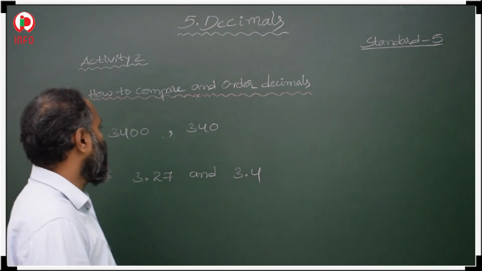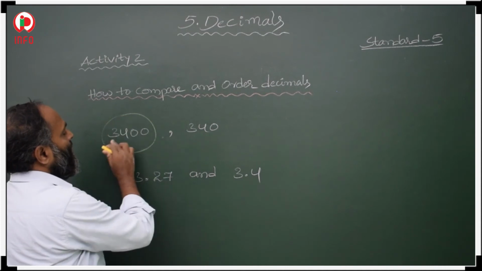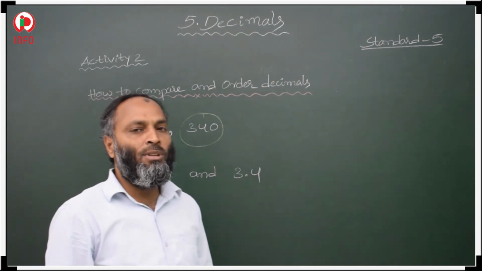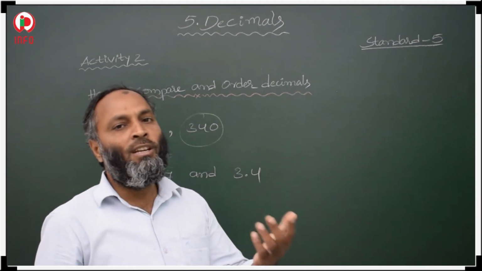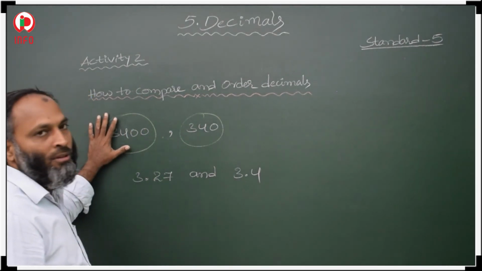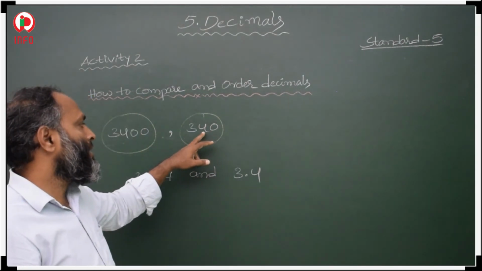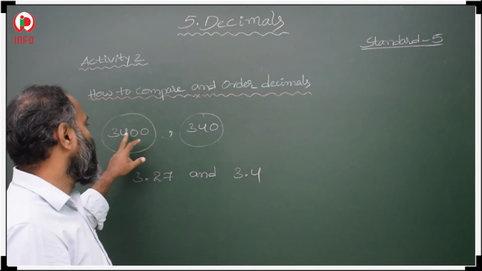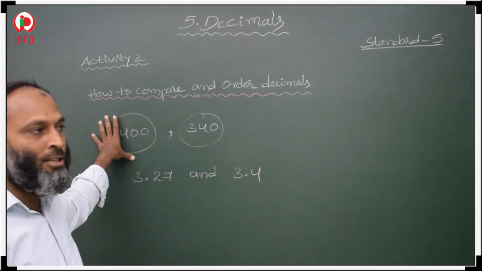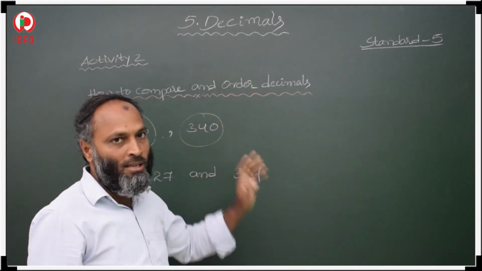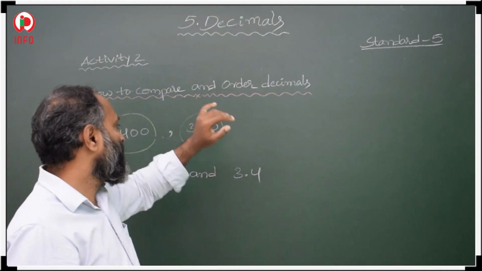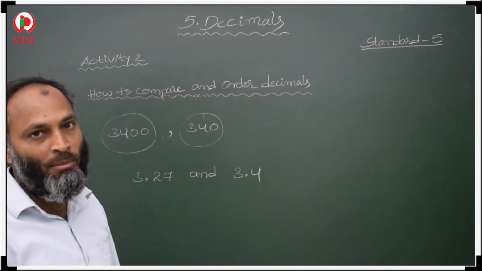Before that, see here, suppose these two numbers, 3400 and 3040, are there. In these two numbers, it is very easy to say which number is smaller and which number is bigger. Here, ones, tens, hundreds, thousands. It is very easy to say this one is bigger and this one is smaller. Why? Because this one is up to thousands and this one is up to hundreds, so the one up to thousands is bigger.